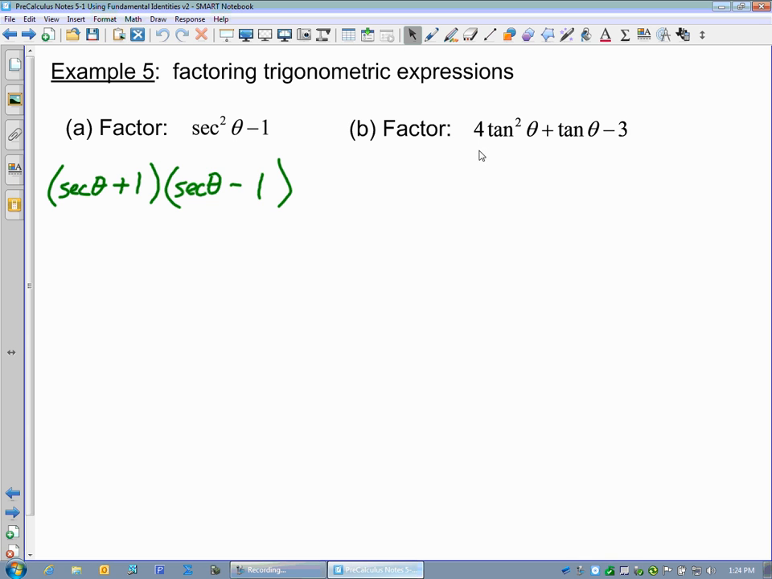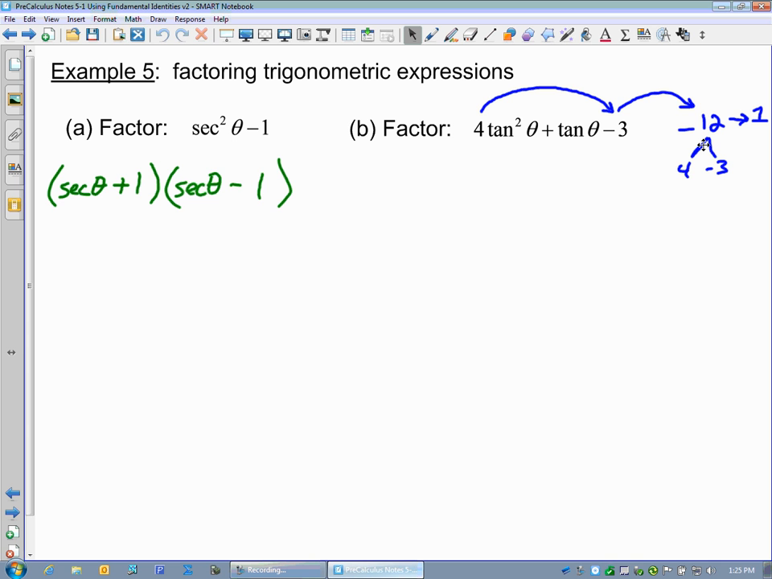So this is a trinomial where our a, if we compare it to ax squared plus bx plus c, our a, or our leading coefficient, does not equal 1. So we have to do the a times c, or in other words, the leading coefficient times your constant. So 4 times negative 3 gives me negative 12. And I want factors of negative 12 that add up to the linear constant of positive 1. And that would be 4 and negative 3.